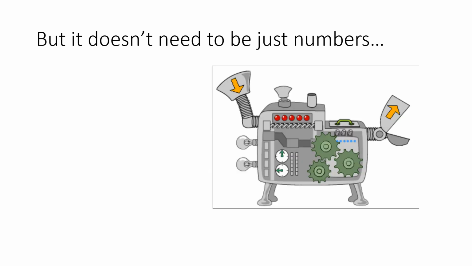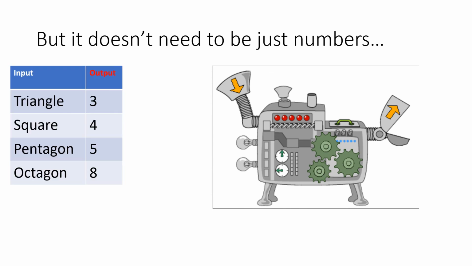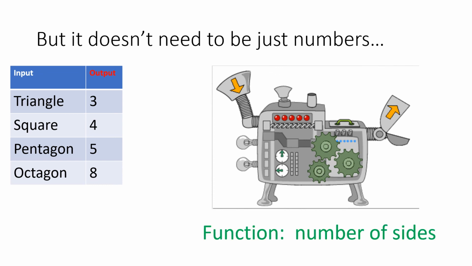So we've been using numbers as our inputs and outputs, but it doesn't always need to be just numbers. Here's our function machine. If we had a table here, like this one, where we have an input and an output, can you have a think as to what you think the function might be? What is the link between the input and the output? You're right, it's the number of sides. So our function in this case is number of sides.